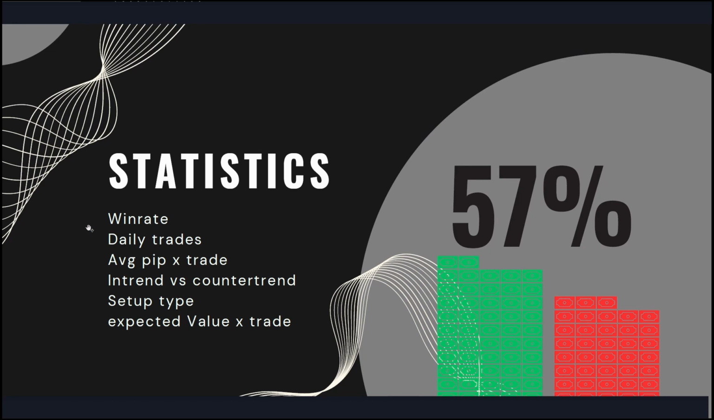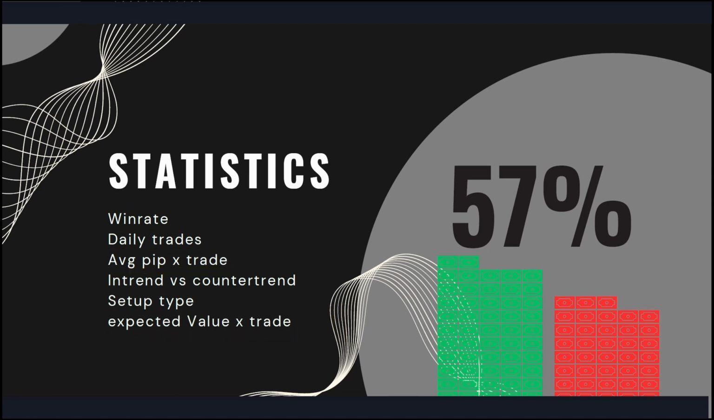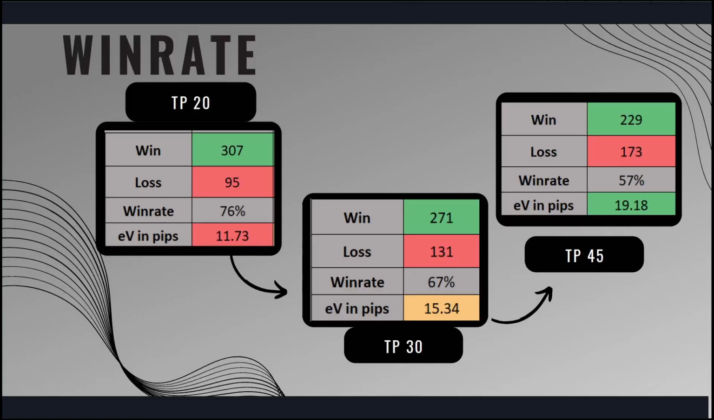The statistics: what I wanted to see was the win rate of my setup, the average daily trades, the average pips for each trade, so how far my ideas would go, if I had to take them in trend, counter trend, whatever, the setup type that was preferred, and the expected values per each trade. You can see already on the left-hand side the main result. It was a 50% win rate with my TP, 3-1, and that's here in detail.